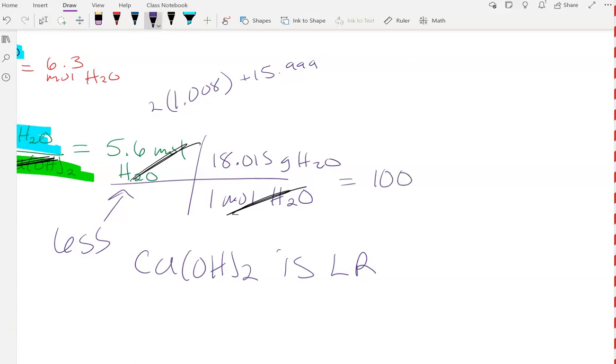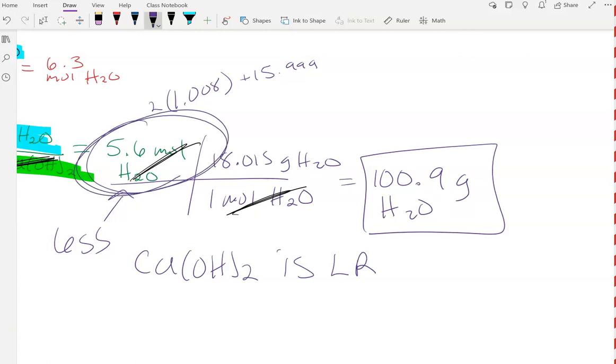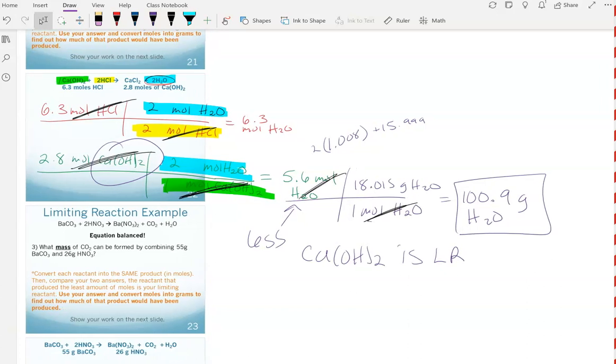And I would get 100. We'll go 4 sig figs, so I'll just round this one. This 8 will round up to 9 grams of water. So theoretically, this is the most water that could be produced because this was the smallest amount that was made, because the calcium hydroxide would be used up first. That's going to limit how much product we can make. And then I just took that value in moles and converted it into grams.